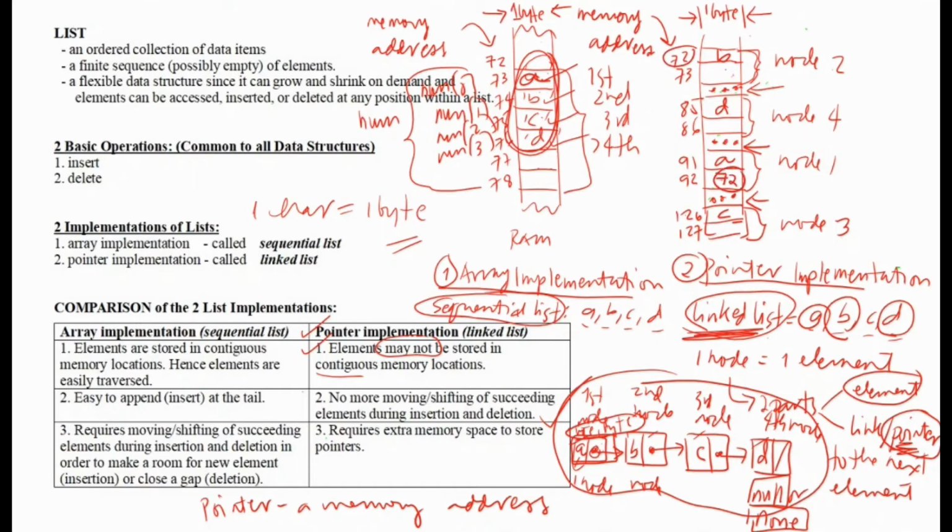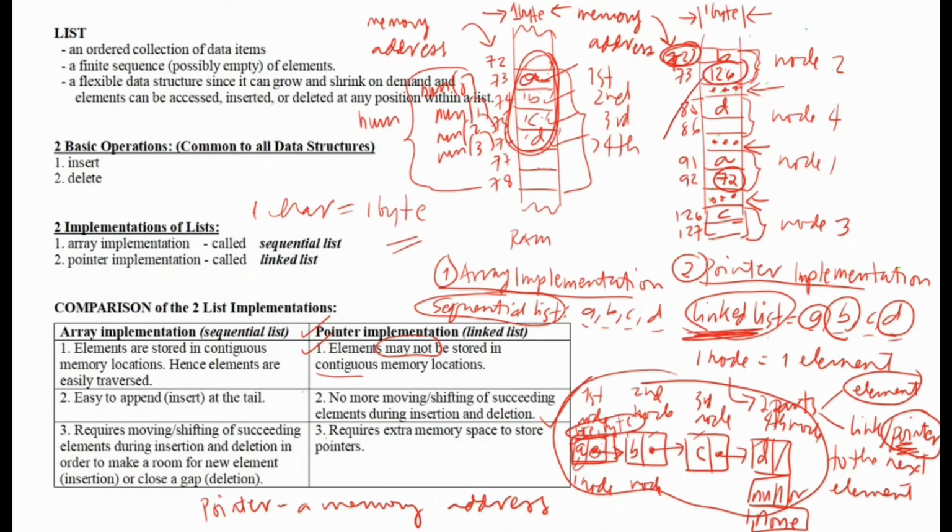Now 72 is not an ordinary integer value. It is a pointer, or it is a memory address referring to this memory address 72. So the meaning of this 72 here is to be able to locate the next element, and the location of the next element after A is at memory address 72. So when you go to memory address 72, there you have element B, which is the second element in the list after A. And so the pointer value after B would be the memory address of C, which is 126.